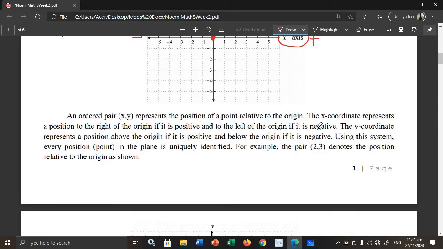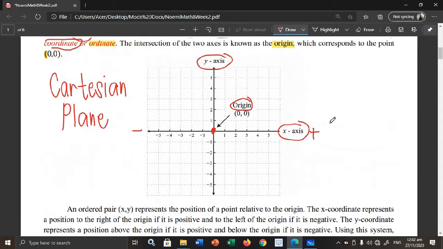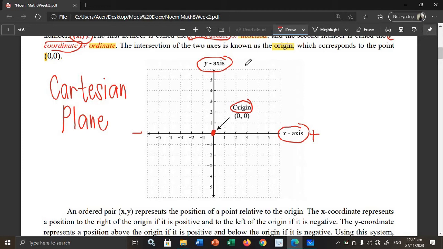And then the y-coordinate represents a position above the origin. Yung y-coordinate naman, yung values ni y, lies on the y-axis. Yun yung vertical line naman. Ang direction dyan, it's either above or below. Kapag pataas or above, that is positive yung y-coordinate mo. Kapag naman below, pababa, negative yung y-coordinate mo.